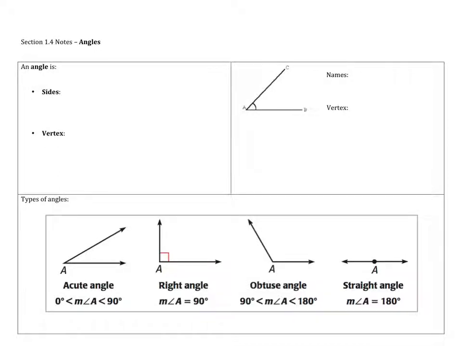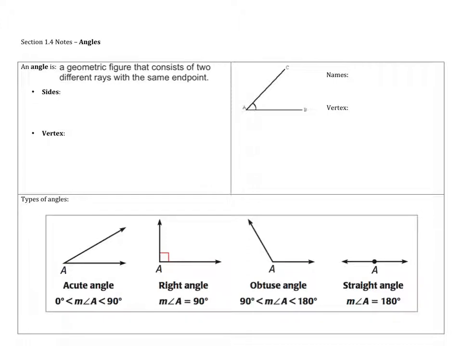Section 1.4 is all about angles. Before we start, let's first define what an angle is. An angle is a geometric figure that consists of two different rays with the same endpoint. So if you look at the diagram over here, we have ray AC, it's just missing the arrow at the top, and ray AB, which is also missing the arrow, and they're sharing that same endpoint A.